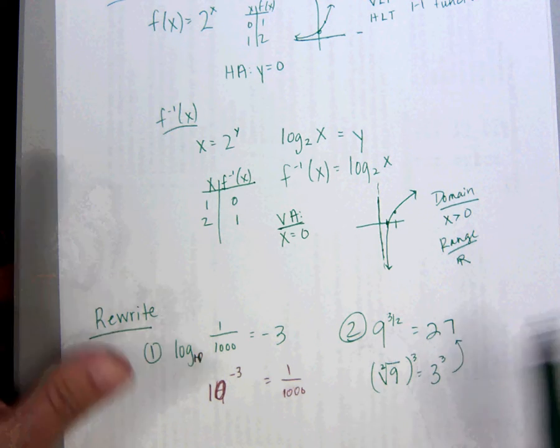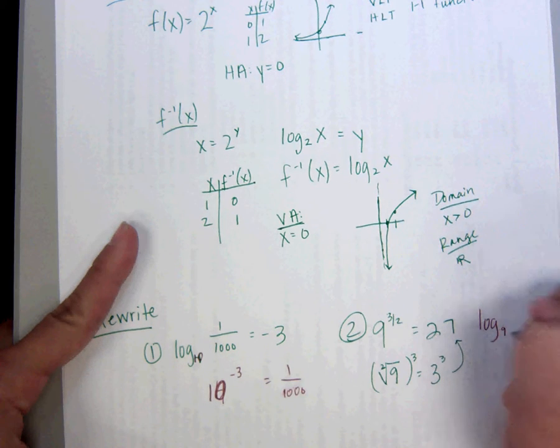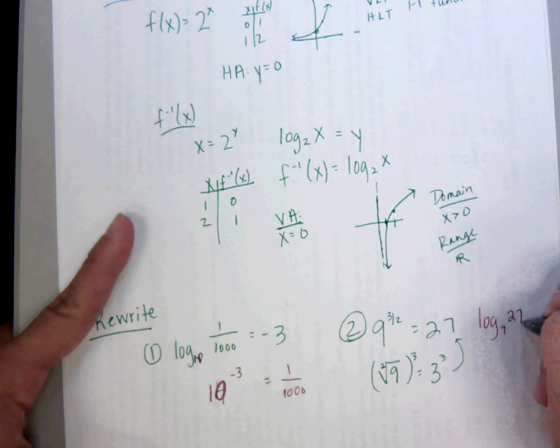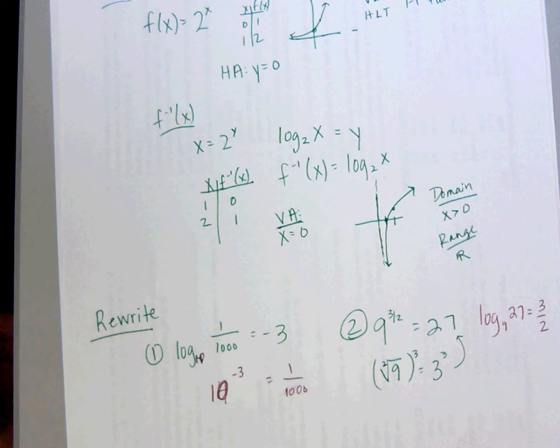If we rewrite this now, when you rewrite that as a logarithm, the base on your exponential is the base on your log. So this is base 9. And then the input and output trade places. So now the 27 is my input and the 3/2 is my output. Okay, so that's how you rewrite them.